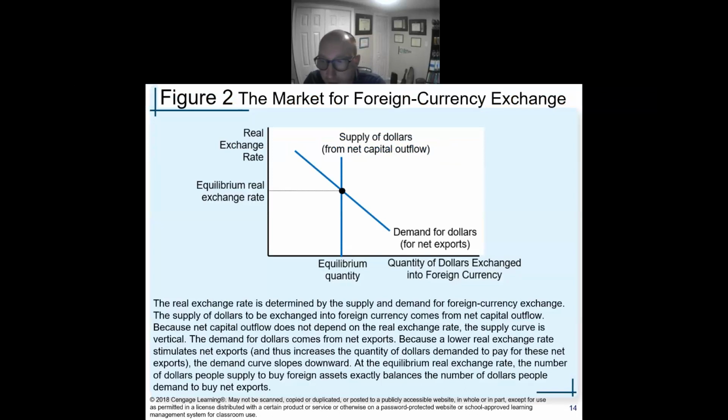And here's what it looks like graphically. The supply of dollars is vertical, and the demand for dollars is downward sloping to the right. And there's a point of equilibrium. The point of equilibrium is called the real exchange rate, where the supply equals the demand for dollars.